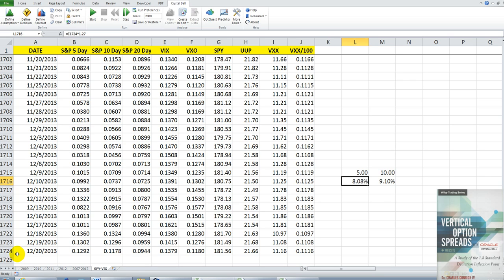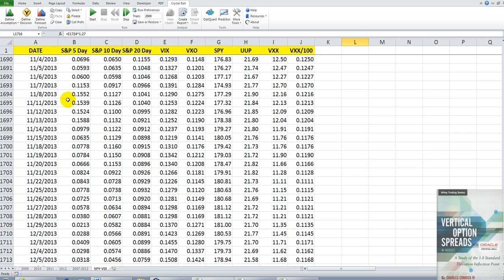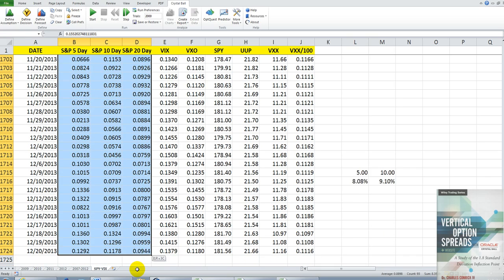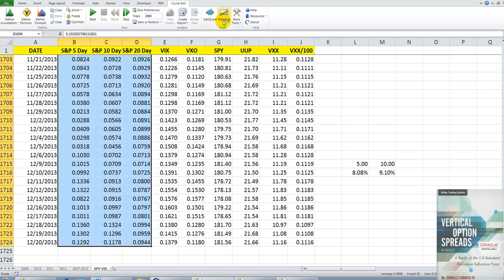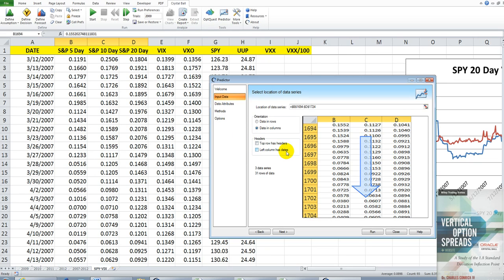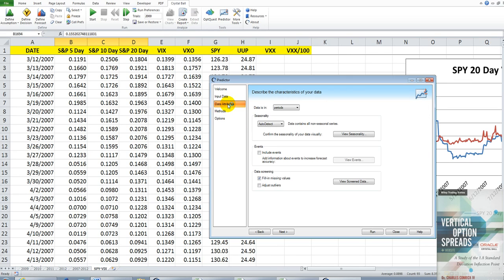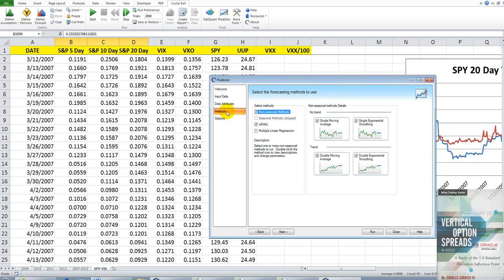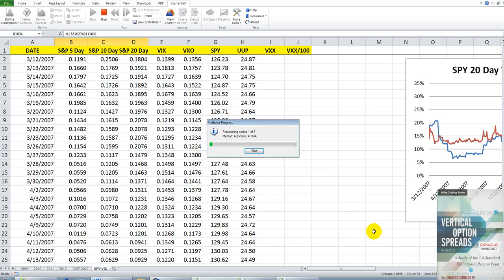So if I go back 30 days from row 1724, going back 30 data points would take me to row 1694. All I need to do is highlight the 5, 10, and 20 day, 30 data points. Then I go up to Crystal Ball, click on Predictor, and tell it it's got the right data points. The data is in columns. The top row does not have headers. For data attributes, it'll adjust for any seasonality and so forth, and it'll choose the best methods for us, which is really nice. All right, let's run it and see what we get.